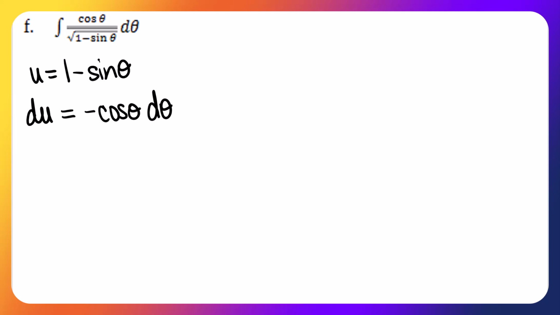So we have almost all of our pieces. I have the cosine theta, I have the d theta. The only thing I'm missing is that negative sign. So if I multiply by a negative on the inside, I would need to balance out by a negative on the outside. So then when I rewrite that, that negative on the outside is going to remain, but the negative cosine theta, d theta, all of that on the inside is just going to be the same thing as du.